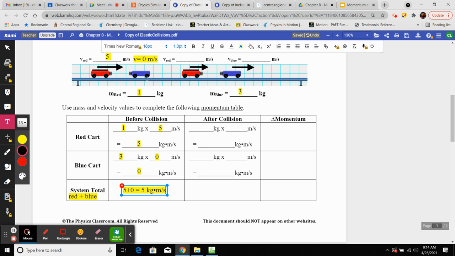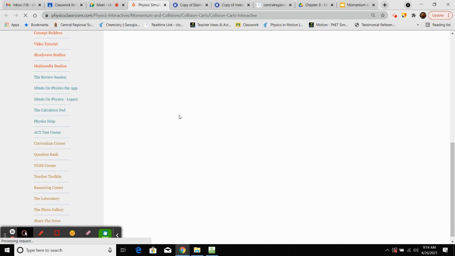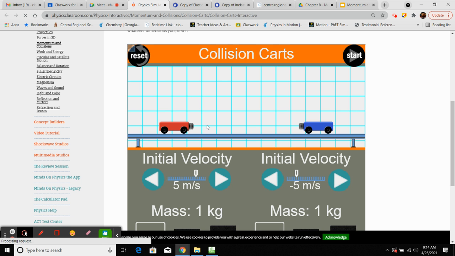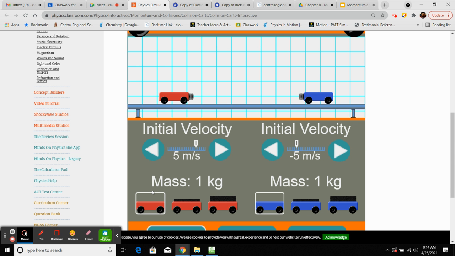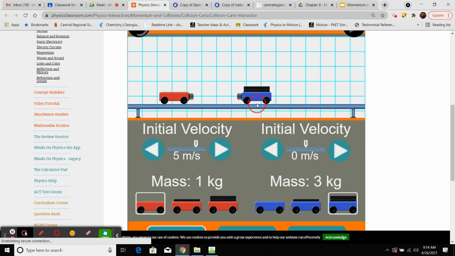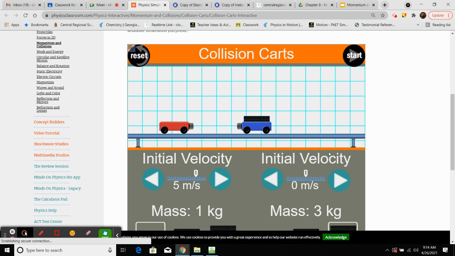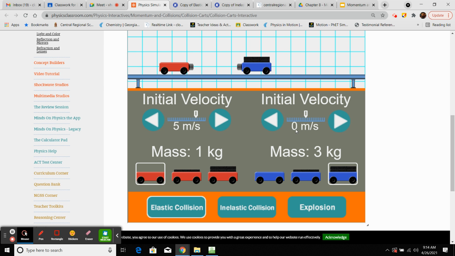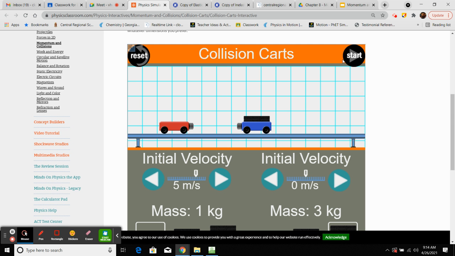So now what we're going to do is set these pieces of information up. Can you just make sure you read me the correct numbers here? The mass of the red is 1, right? And the speed is 5. Mass of the blue should have been 3, and it's 0 for the speeds. I'm pretty sure that's correct. Okay, making sure I'm on elastic collisions. And now I'm going to run this.